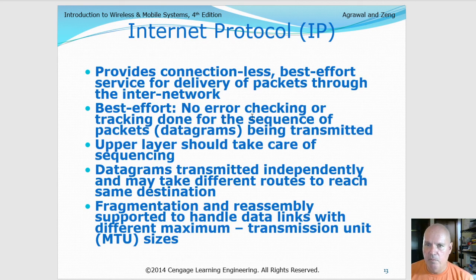Okay, so again, a little more on the IP. It provides connectionless, best effort service. This means that there's no guarantee that the packets are actually going to get through. There's no error checking or even tracking done to make sure that the packets get there in the right order. That all has to be taken care of, and is taken care of, at a higher layer. That's the purpose of TCP.